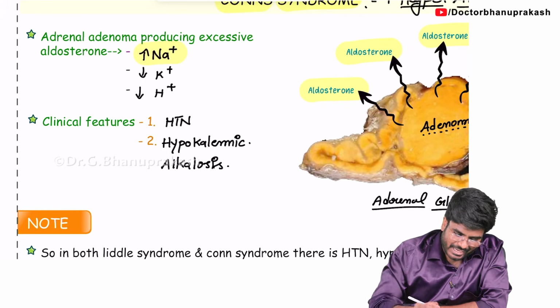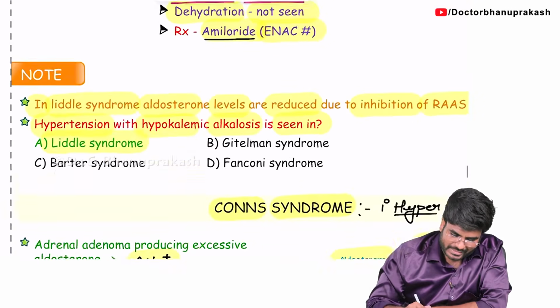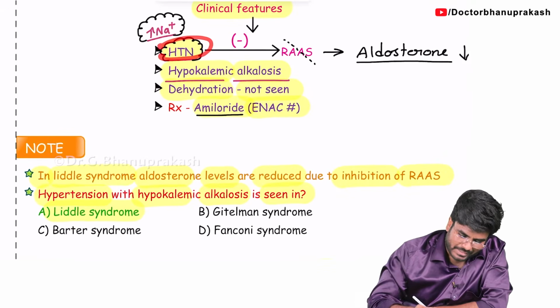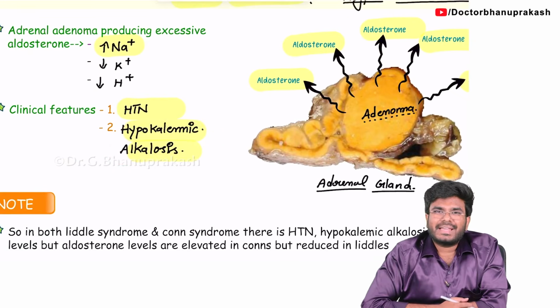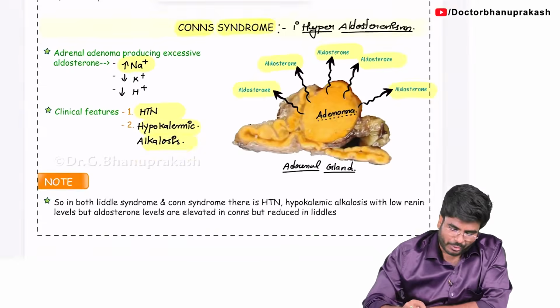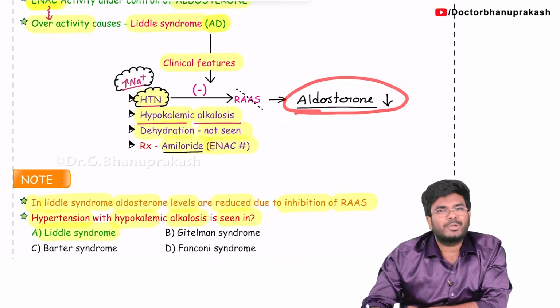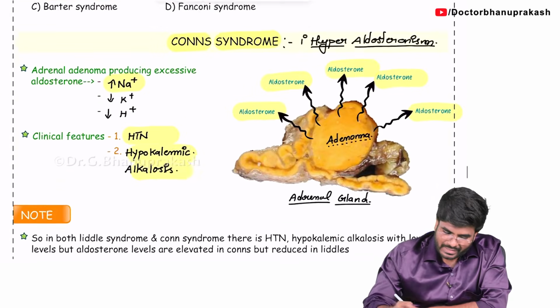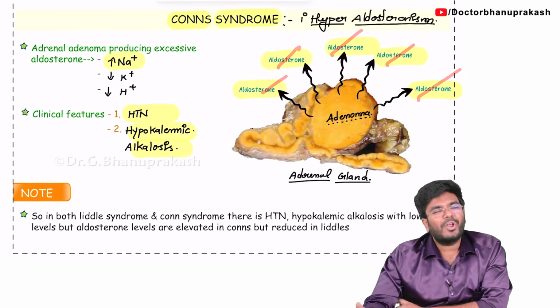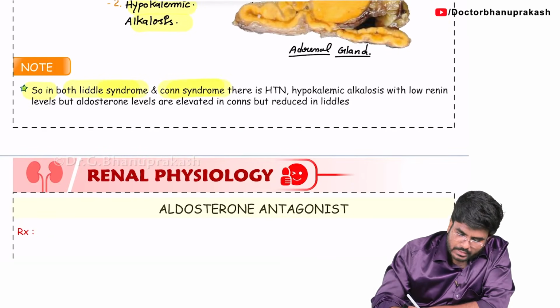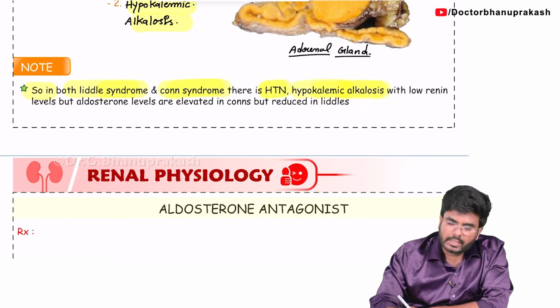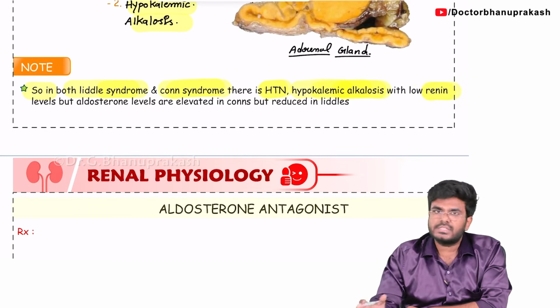Now tell me, where have we seen these exact clinical features? Hypertension with hypokalemic alkalosis, exactly as we saw in Liddle syndrome. Here also, hypertension with hypokalemic alkalosis. So Conn syndrome is looking like Liddle syndrome. But how to differentiate between them? The difference is the aldosterone. In Liddle syndrome, aldosterone levels are going to be less because of inhibition of the RAS pathway. But here, the main problem itself is hyperaldosteronism. There is more aldosterone. In both Liddle syndrome and Conn syndrome, there is hypertension with hypokalemic alkalosis with inhibition of the RAS pathway.